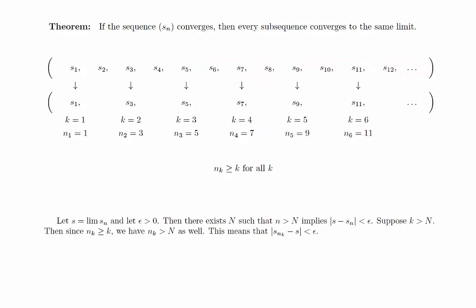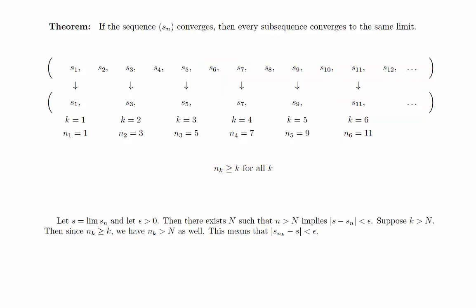Let S be the limit of S sub n, and let epsilon be greater than 0. Then there exists a capital N such that n greater than capital N implies the absolute value of S minus S sub n is less than epsilon. Suppose k is greater than N. Then since n sub k is greater than or equal to k, we have that n sub k is greater than capital N as well. This means that the absolute value of S sub n sub k minus S is less than epsilon.